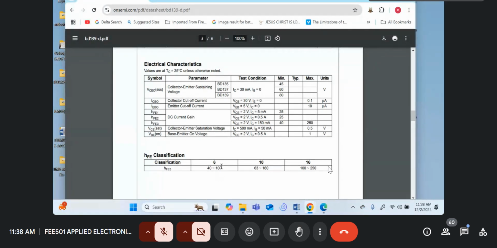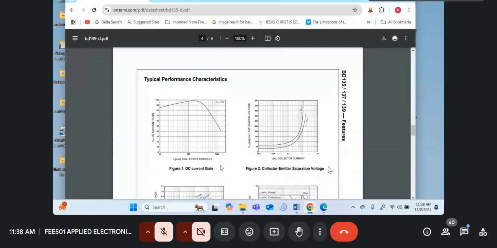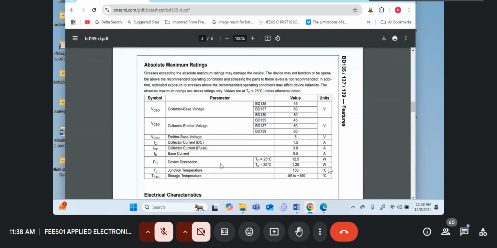But let me look for this thermal resistance thing, which is very important. I can't see it here. It should be here somewhere. They just put device dissipation. So for example, this transistor, you can see the PC, they're calling it the device dissipation at 25 degrees centigrade. The maximum power the device should dissipate is 12.5 watts. That's the maximum.